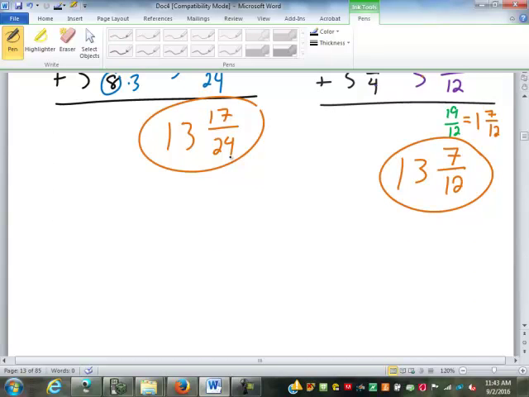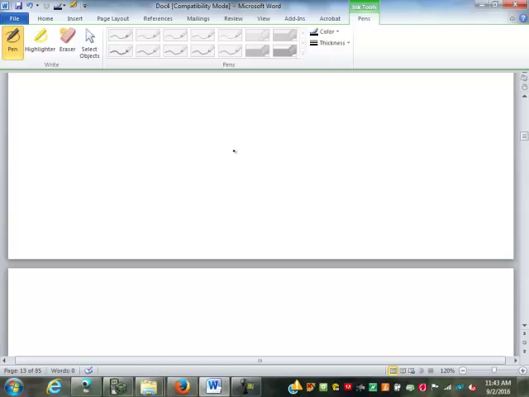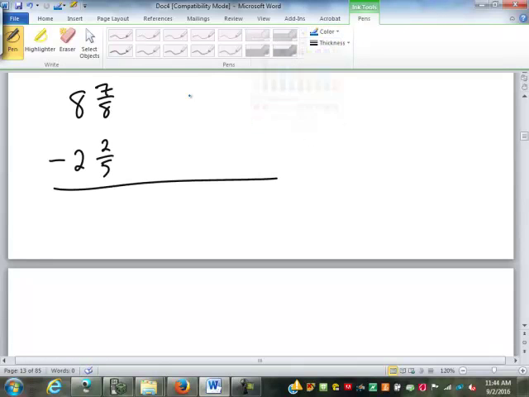Subtraction's a bit more difficult. We're going to start right in with mixed numbers. 8 and 7/8 minus 2 and 2/5. What's my common denominator for 8 and 5? 40. Okay. What's going to go here? 35. Good. 8 times 5 to make 40. 7 times 5 makes 35.